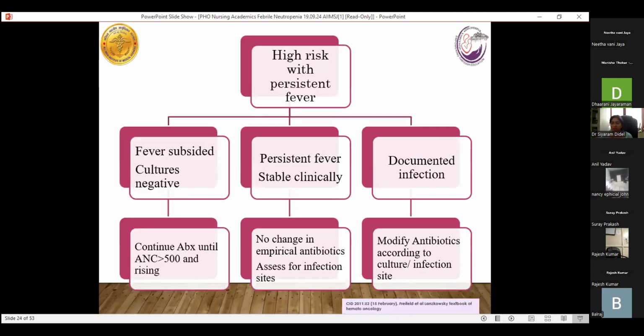Now the same patient, if the patient is in the high risk group with persistent fever. So in this also there can be three scenarios. First, fever has subsided and cultures are negative, so we will continue antibiotics until ANC is more than 500 or rising. Second, the child has persistent fever but is otherwise stable. So we will not change the antibiotics and will reassess for infection sites. Third, there is documented infection, so we will modify antibiotics according to culture or infection site.